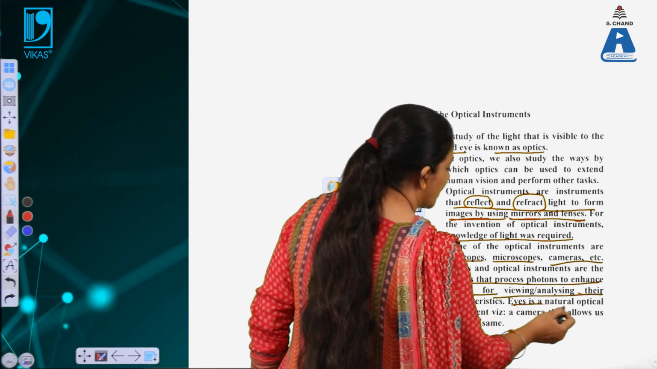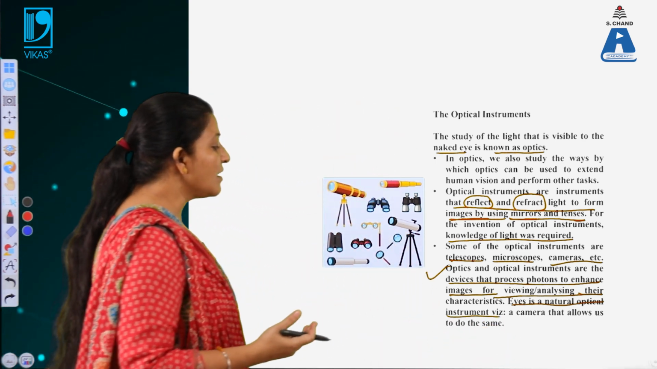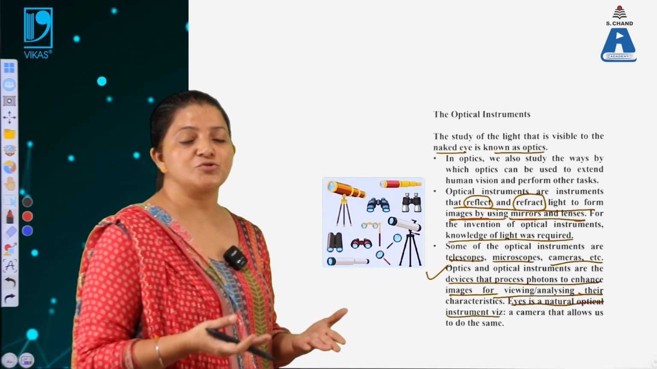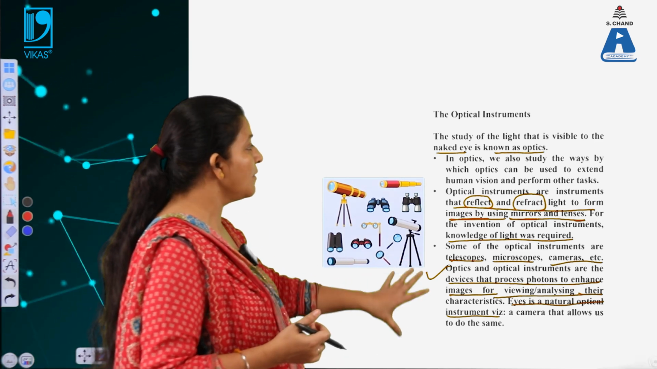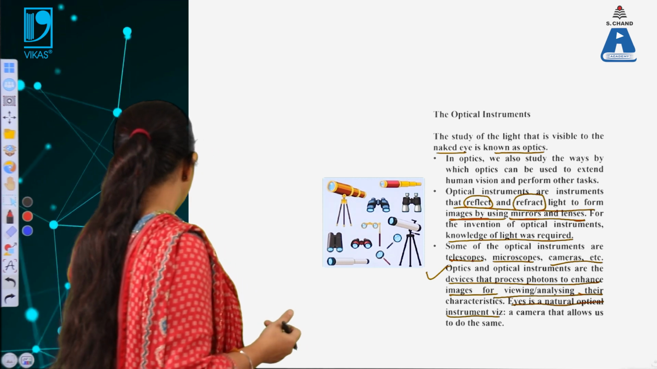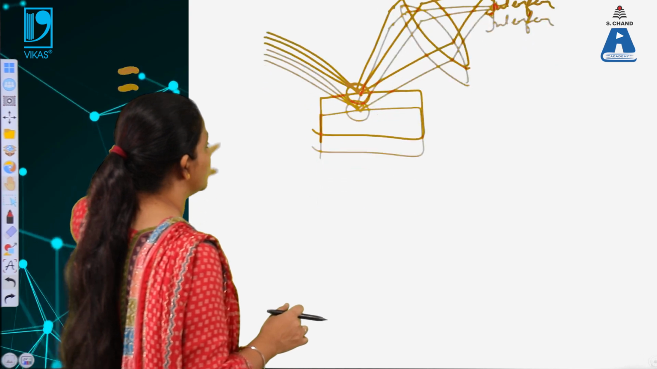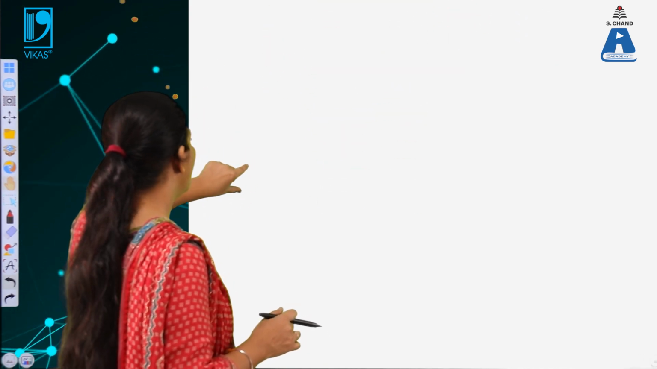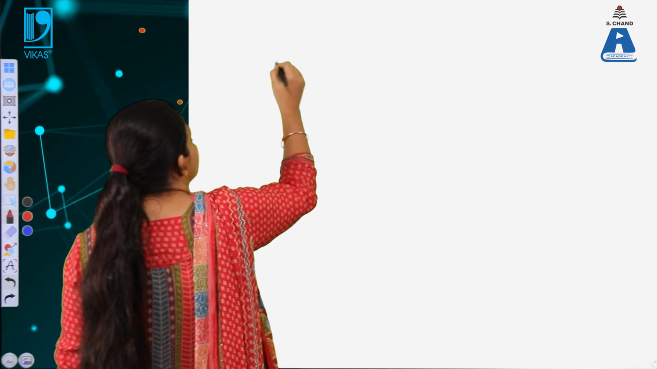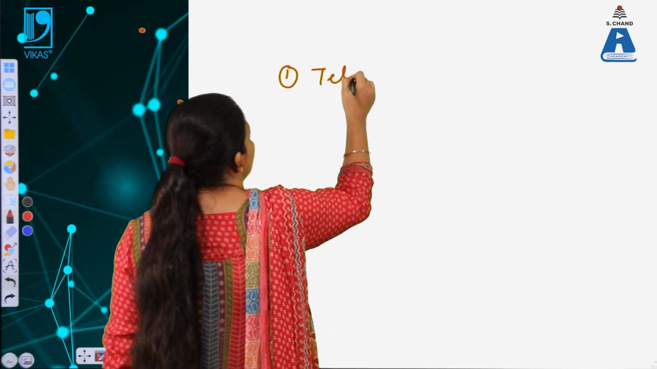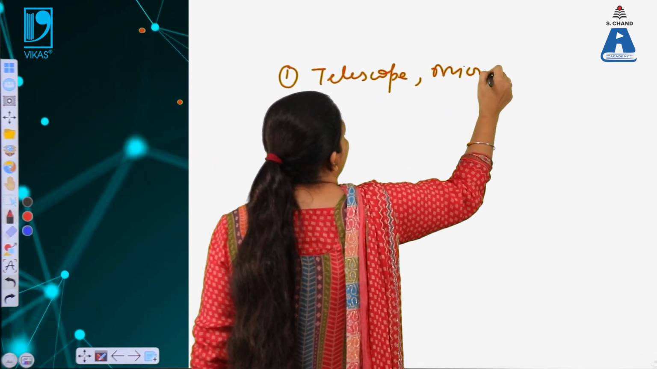Our eyes are the natural optical instruments, and they allow us to see the images of objects, or to see the objects properly. So these are the optical instruments. So what are the basic requirements of an optical instrument? For an optical instrument, what things can we use? Firstly, there are some telescopes and microscopes.